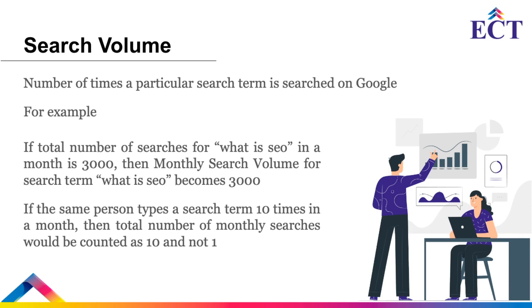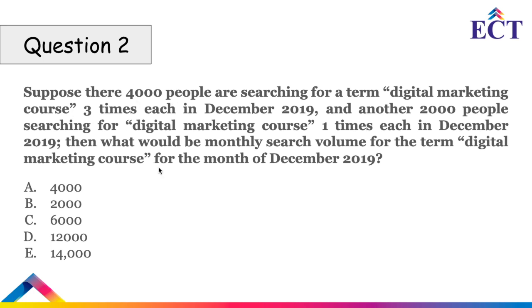If the same person types a search term 10 times in a month, then the total number of monthly searches would be counted as 10, not 1. Means if I am searching, say, what is SEO 5 times in a day or maybe 100 times in a month, it will be counted as 100. The number of times that I search, all right? So this is called search volume. And search volume plays a very important role in terms of which keyword or which search term you will choose for your SEO purposes.